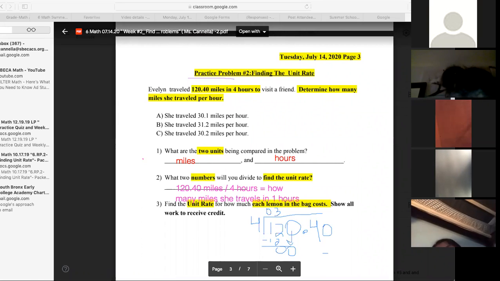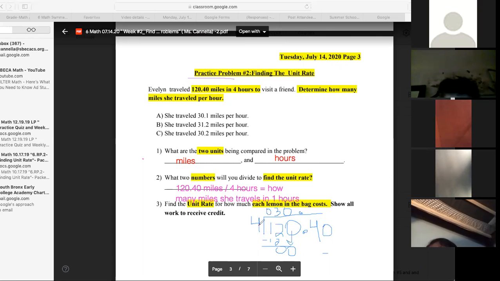Okay. Leilani, does 4 go into 0? No. So we're going to put a 0. 0 times 4 is 0. Bring up the decimal point.